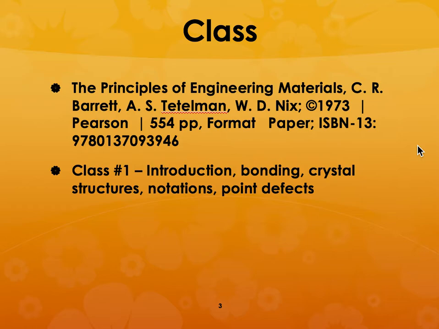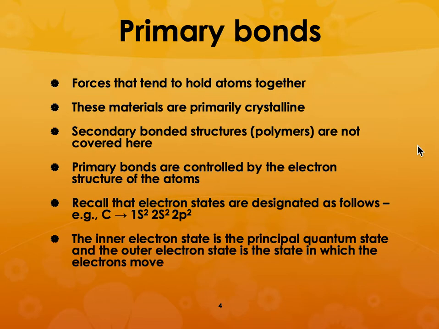In the first class we will talk about a very brief introduction, bonding, crystal structures, notations, and point defects, etc., which will be the basis for our future classes. So especially in crystalline materials, what are the different types of bonds that you will find? Let us define what bonds are, especially primary bonds between atoms. Those are the forces that tend to hold the atoms together. And the secondary type of structures, polymers, are not really covered here.